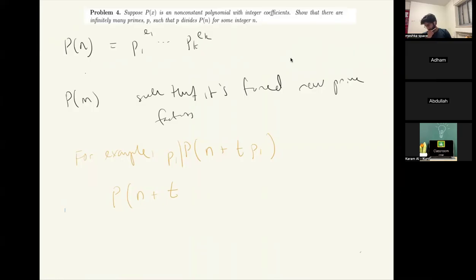I want to go back to this problem. Is there a comment? Isn't the problem just showing that p of n is reducible for an infinite amount of primes? What do you mean reducible? Like we can write it as the product of two polynomials with integer coefficients.